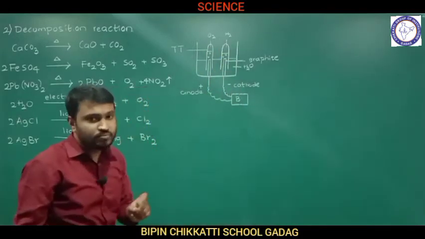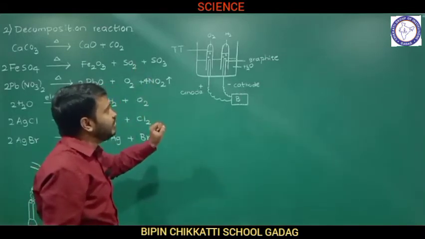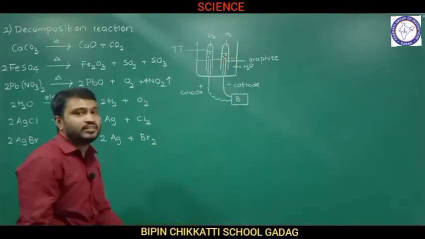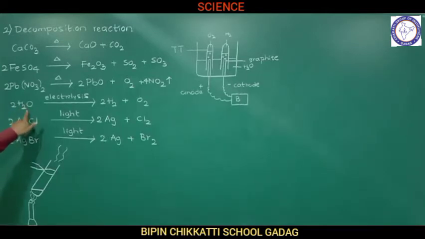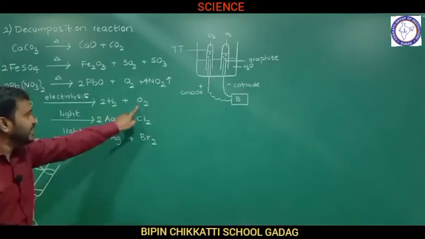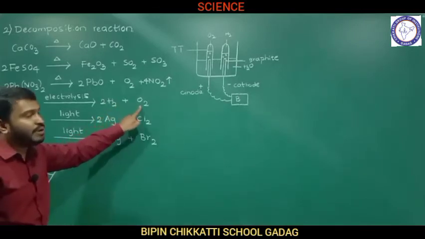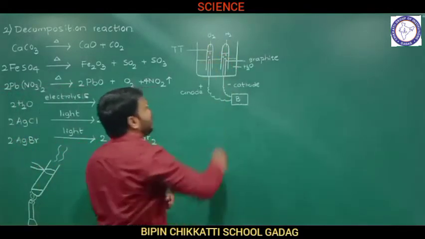One more concept: if you measure the amount of gas collected, the amount of hydrogen is greater when compared to oxygen. Practically this is what we see, but from the equation also we can guess. If you consider 2 volumes of water, you get 2 volumes of hydrogen and 1 volume of oxygen, in the ratio 2:1. That indicates that the amount of hydrogen gas collected will be more when compared to the amount of oxygen gas.